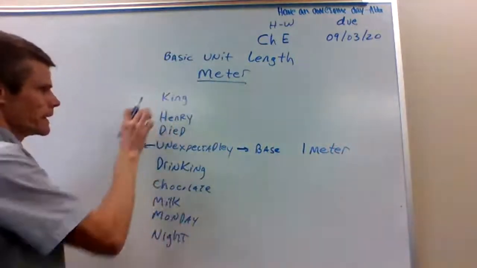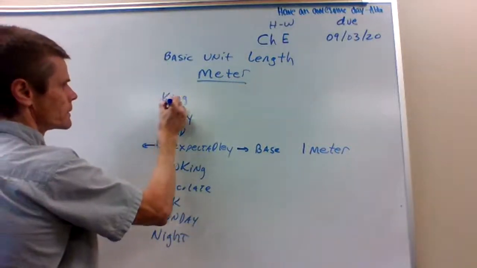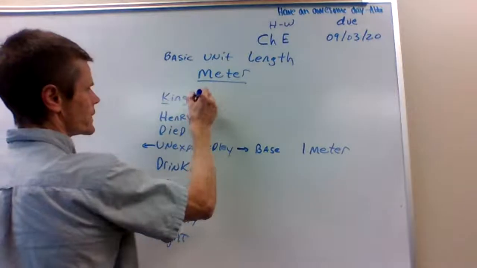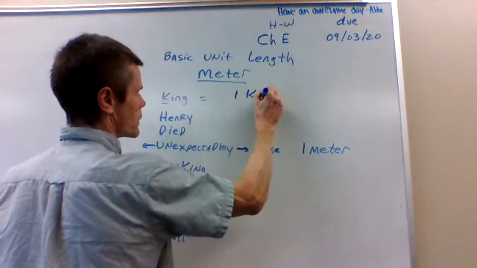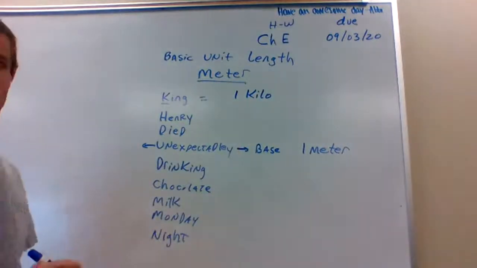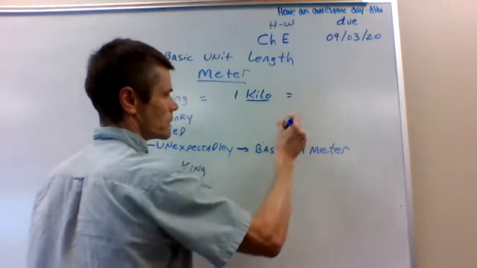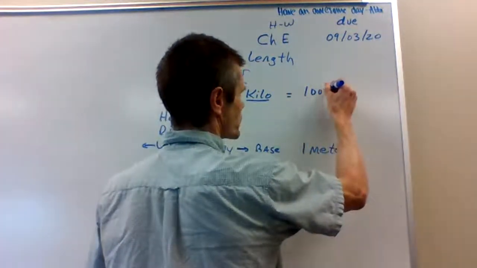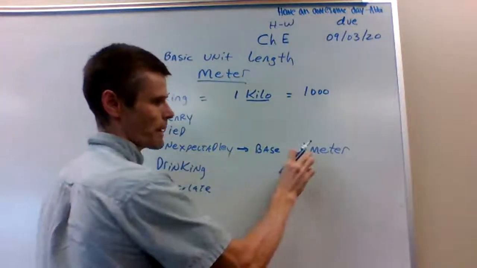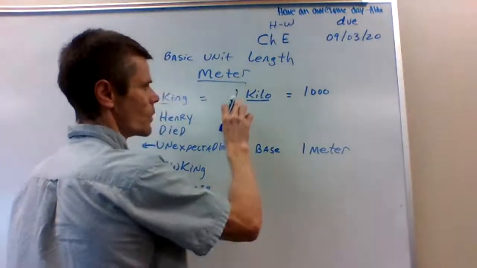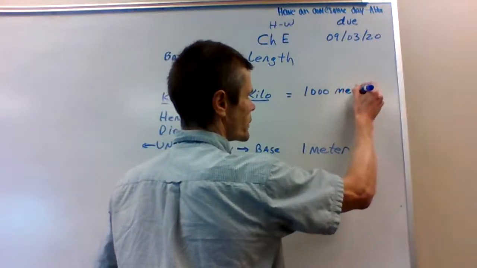Okay. King, let's start at the very top. King, the K, is used in our mnemonic to represent the kilo. 1 kilo, 1 kilometer, well, kilo represents 1,000 of any base unit that we're considering. The base that we're considering is the meter. 1 kilometer is 1,000 meters.